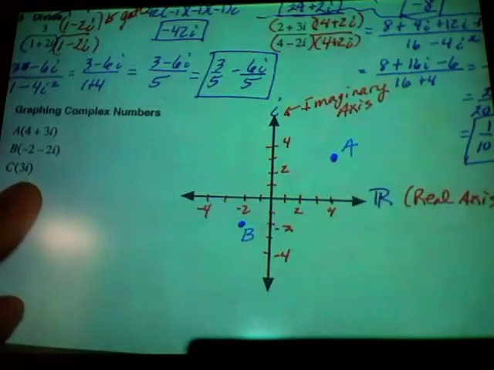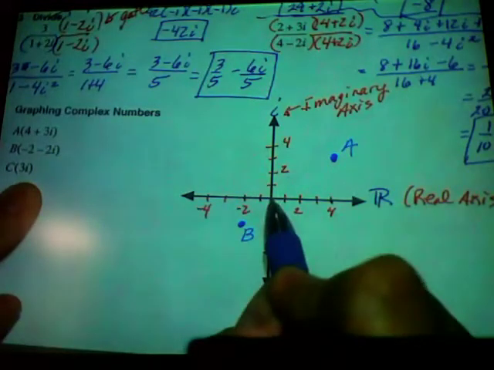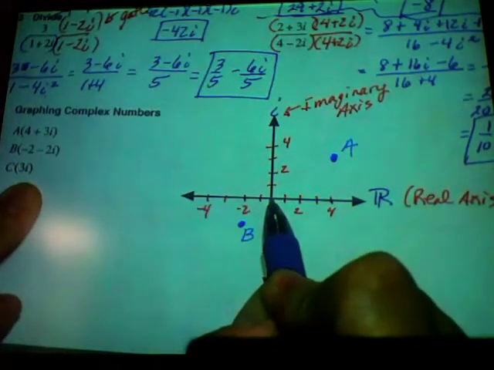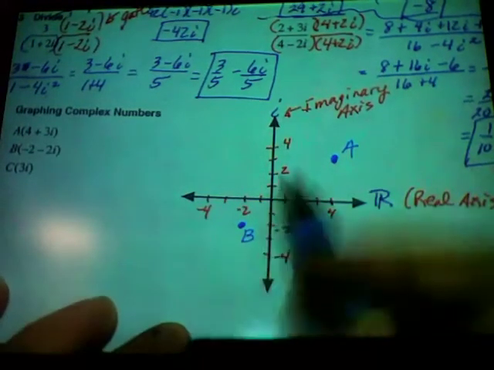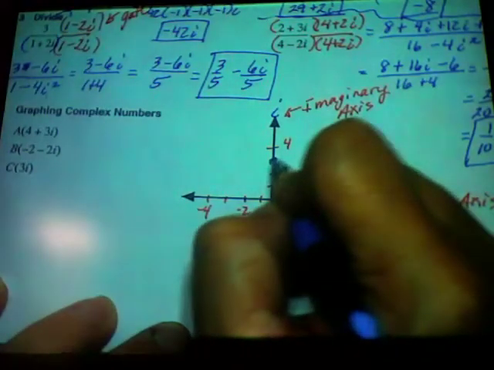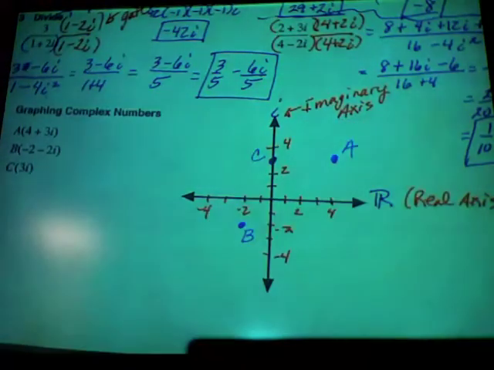And then C, if there's no real part, what does that mean? Yeah, it's on the y-axis. We don't go right or left. So because it's a positive 3i, you're going to plot a point on the y-axis at 3, and this represents point C.